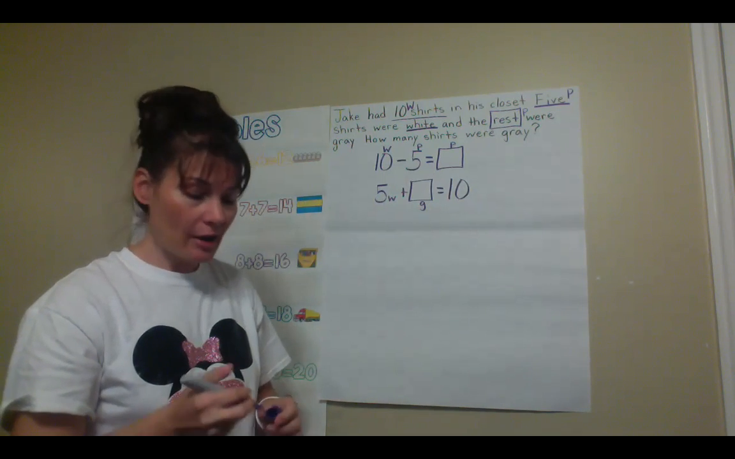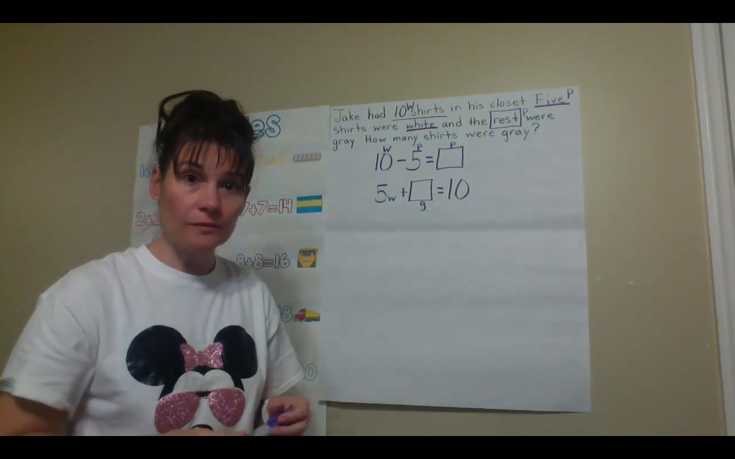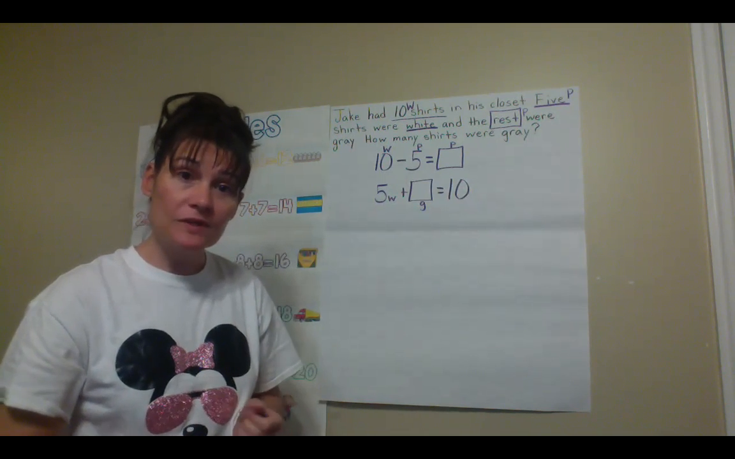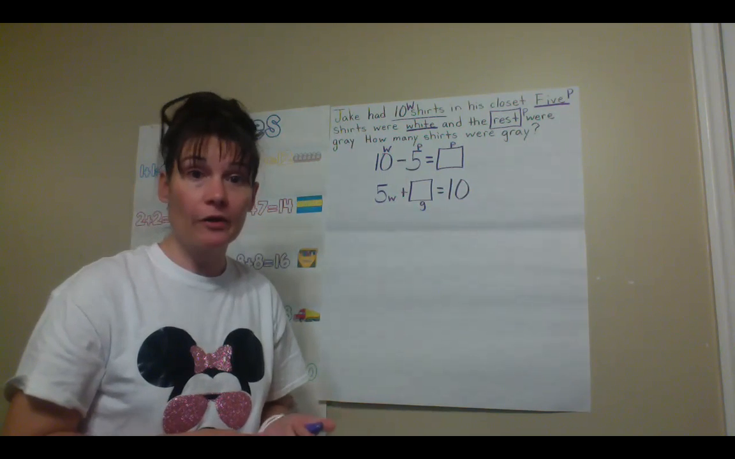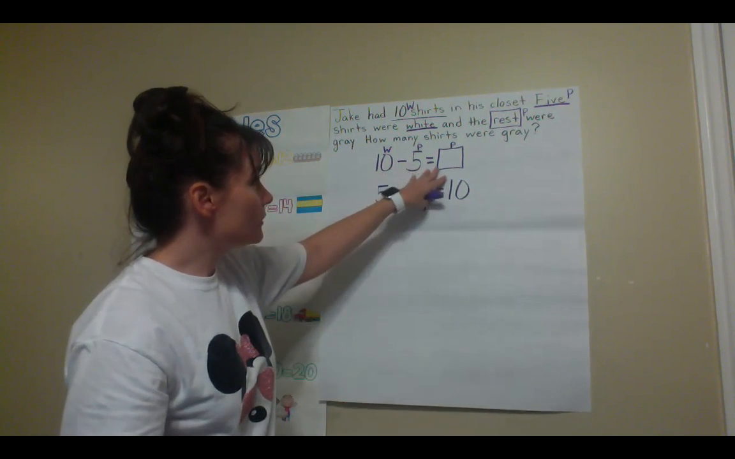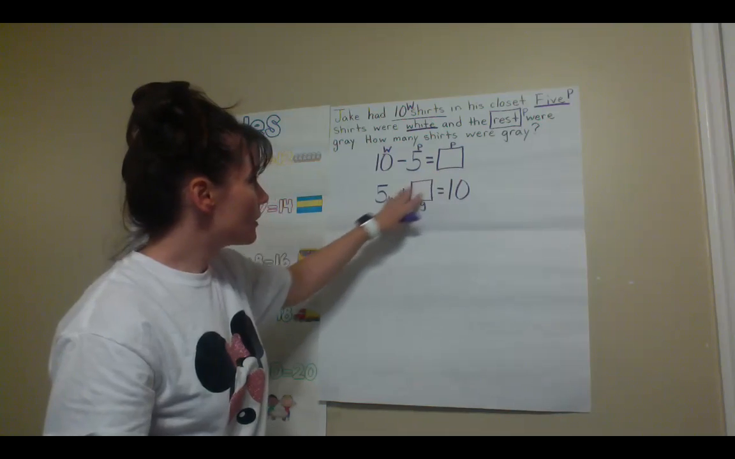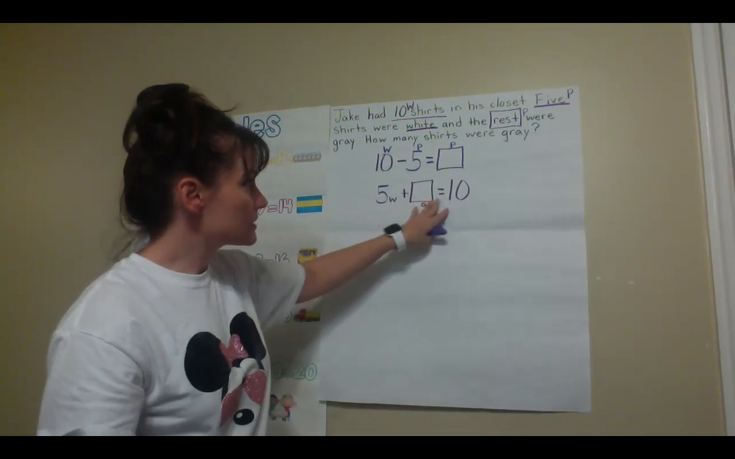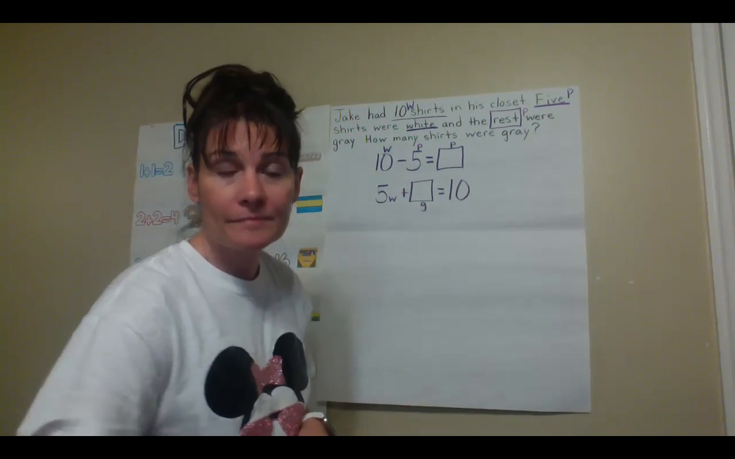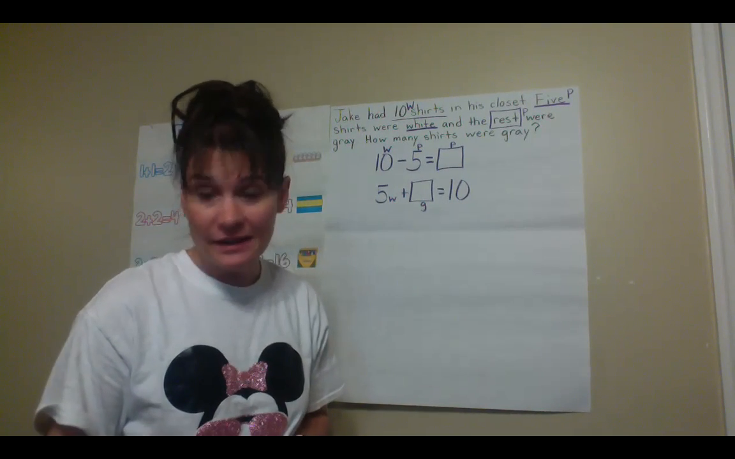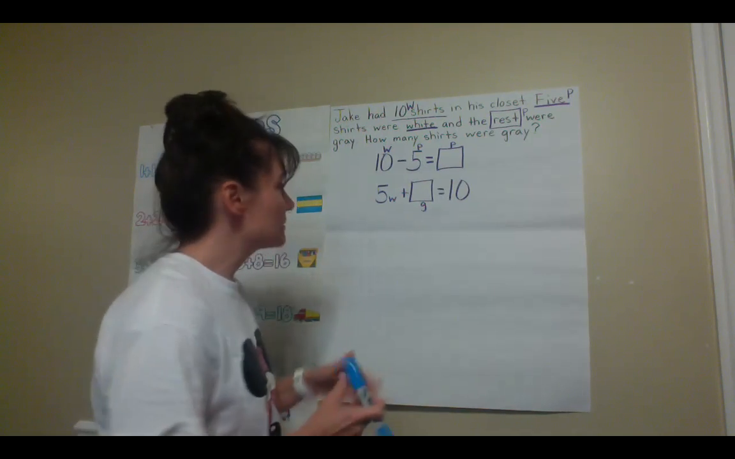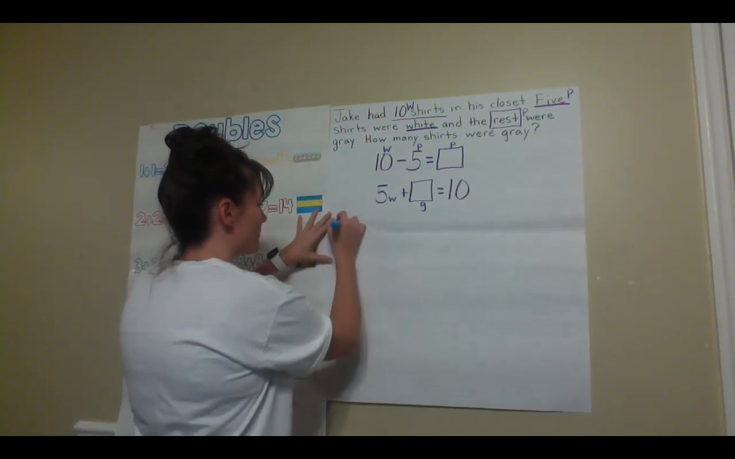Let's think about how we could solve that with a model. Pause the video, use your manipulatives if you need them, or draw it out on your paper. How could you solve 10 minus 5 equals box, or 5 plus box equals 10? Take a moment. I heard some great thinking. So one thing that I heard someone use was a part whole.